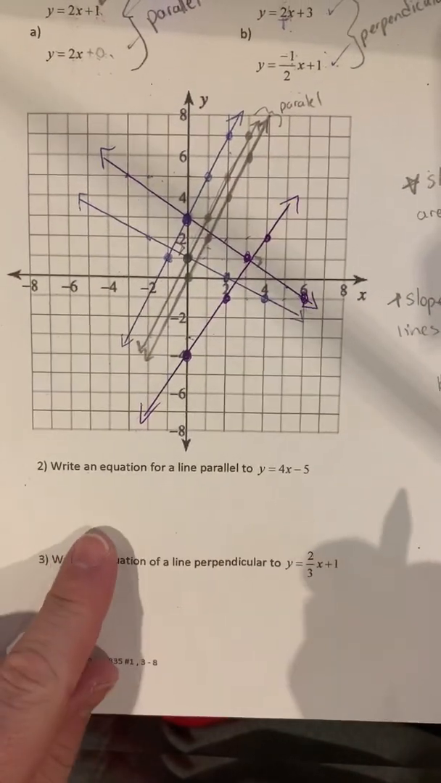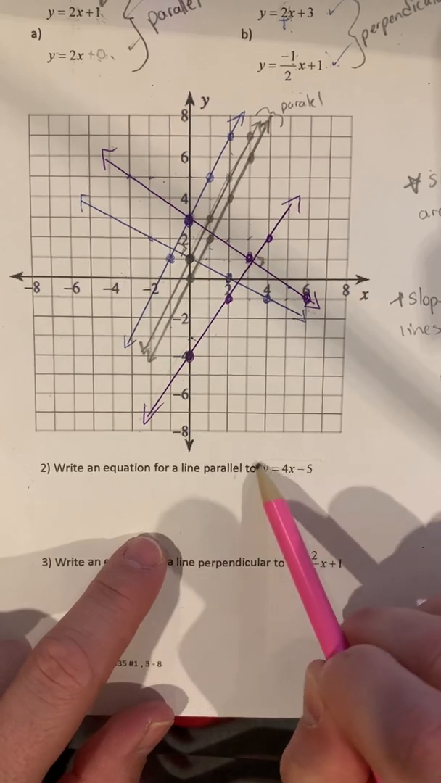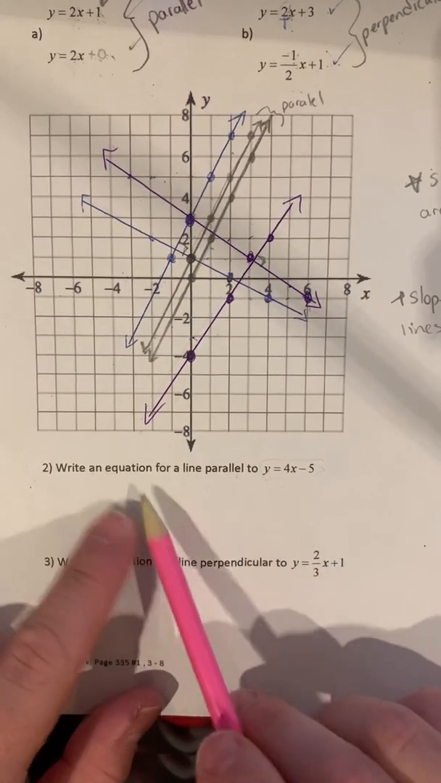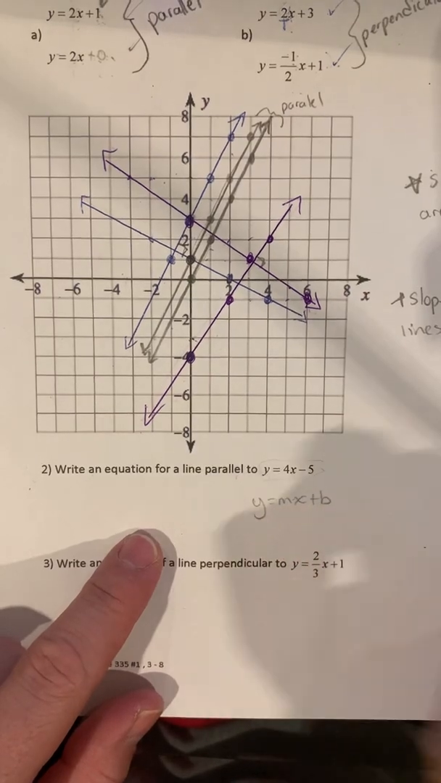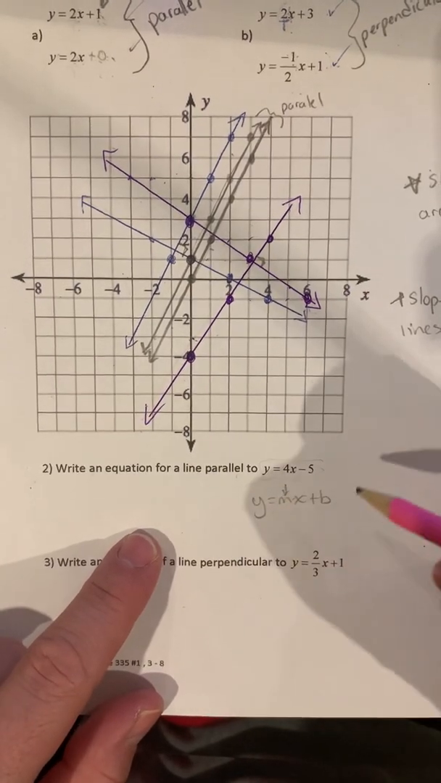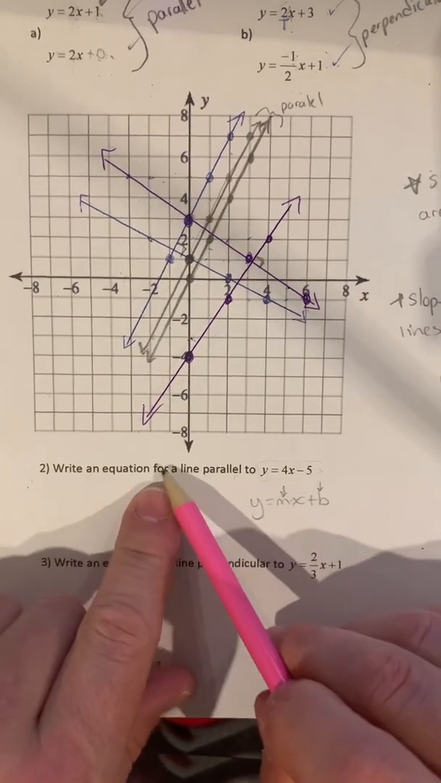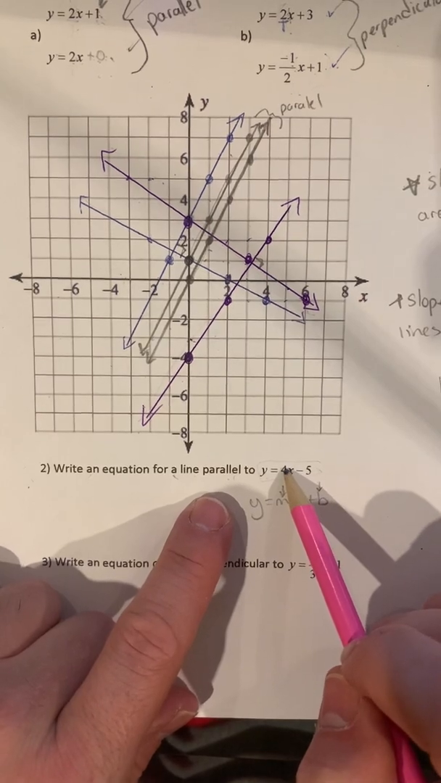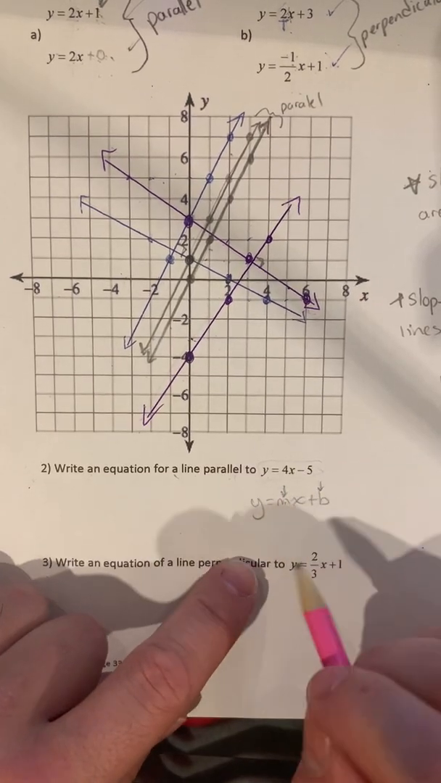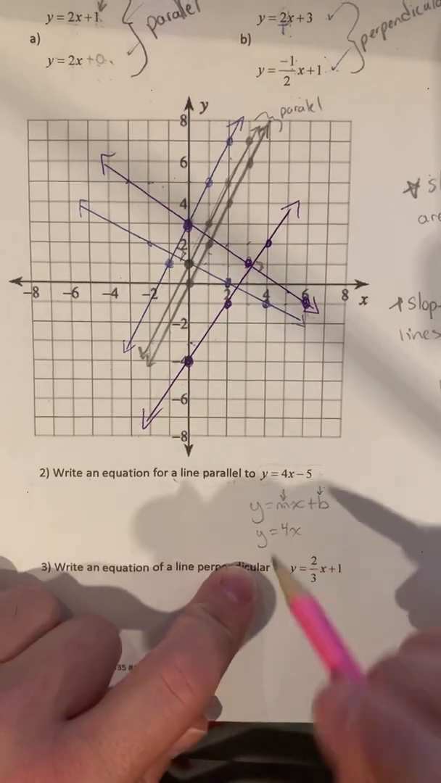Okay, so let's do a couple here. Write an equation for a line that is parallel to this one. Okay, so I'm going to make another one that's y equals mx plus b. So I have to put a value for m and a value for b. So if I'm going to make a line that is parallel to this one, then I would have to use the same slope. So then I would use 4. So y equals 4x. Okay, same slopes.